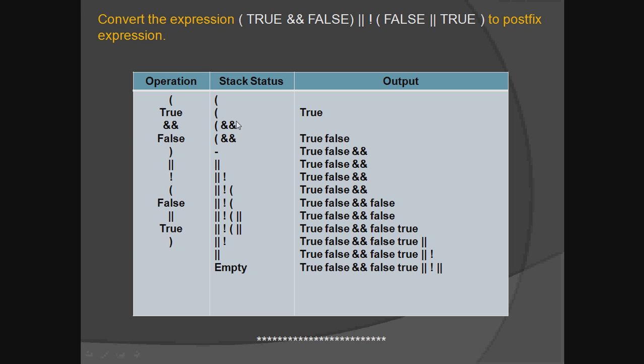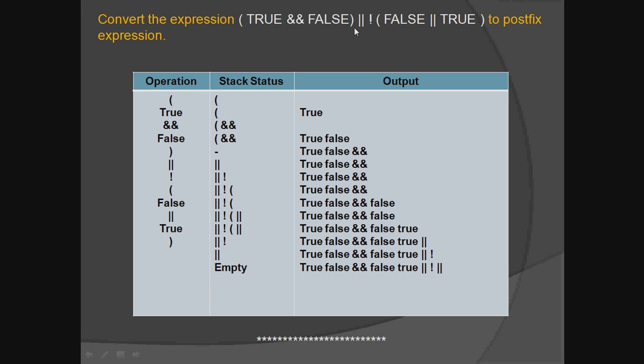Then as long as the right parenthesis is not encountered, the operators will be pushed into the stack. So now we have the ampersand, which is a logical AND operator, right? So now that is pushed into the stack. Clear? Then after that, false is read, and then false is passed to the output.